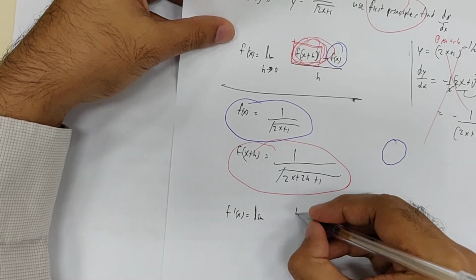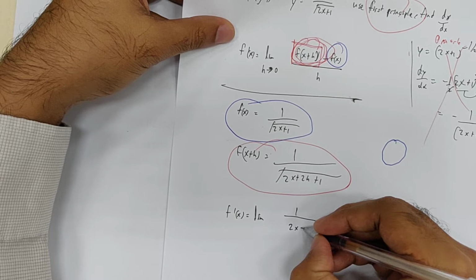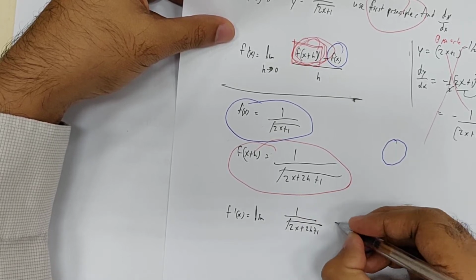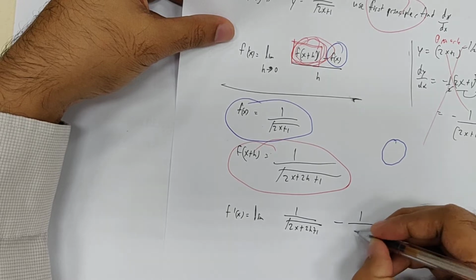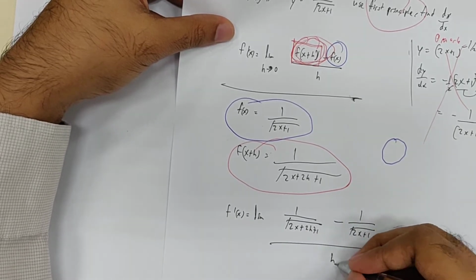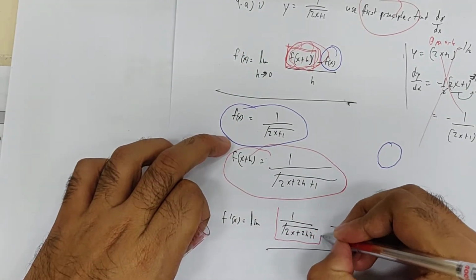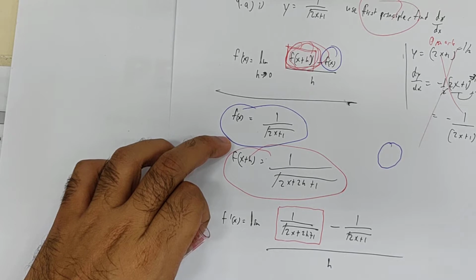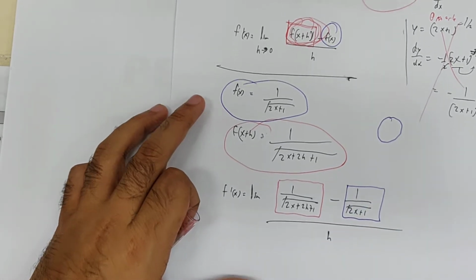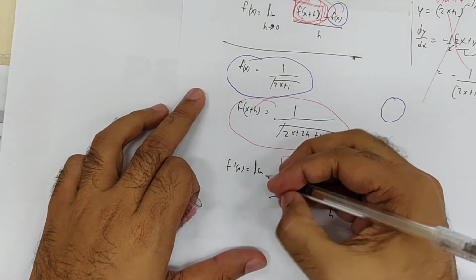Okay. Let's try. 1 over the square root of 2x plus 2h plus 1, minus 1 over the square root of 2x plus 1, over h. Let me represent them again in a way that hopefully you can see them. Are you okay this far? Over h, where h is approaching 0.